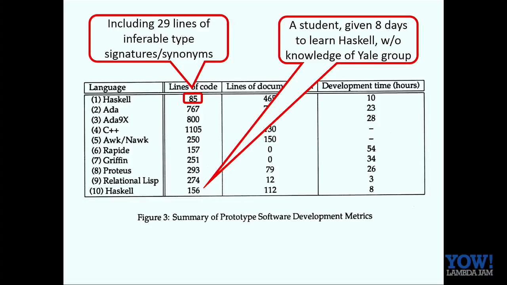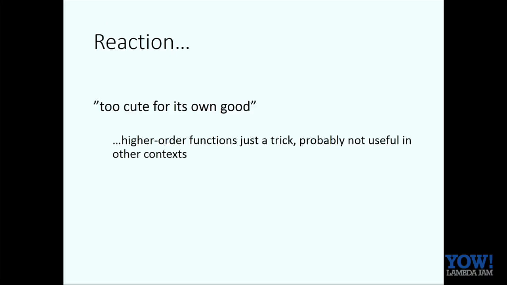Well, I thought this was a truly wonderful result. And you would think, well, what are DARPA going to say? You know, here's proof positive that Haskell is way better at prototyping, at least, than all of these other languages. So what was the reaction? Too cute for its own good. Higher order functions are just a trick, probably not useful in other contexts. So next time you use one, remember it's just a trick.